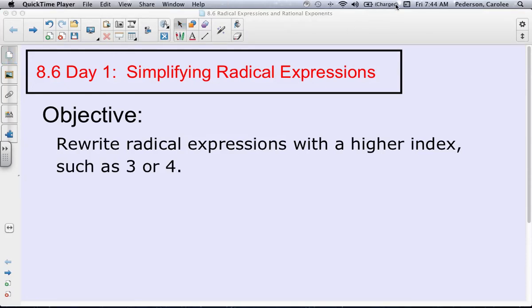This is 8.6 day 1, simplifying radical expressions. Earlier in this chapter we talked about reducing radicals that had square roots, which are index of 2. Now we're going to look at some that have indexes of 3 or 4.